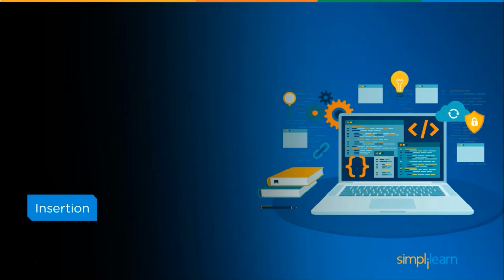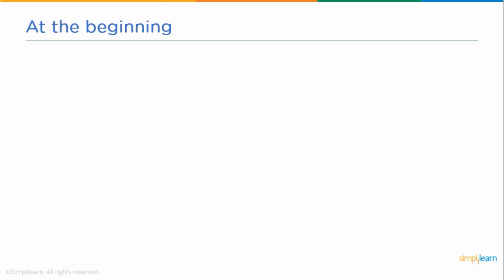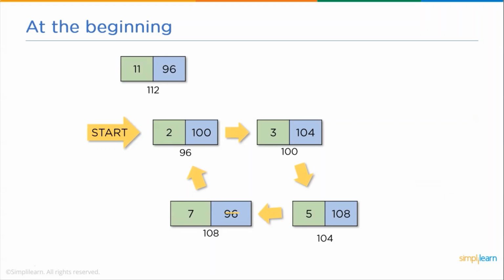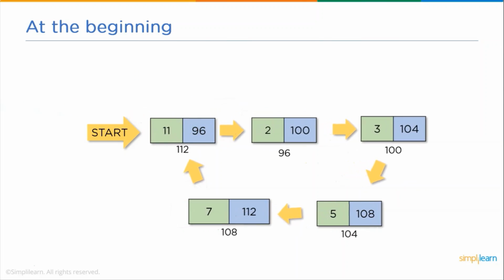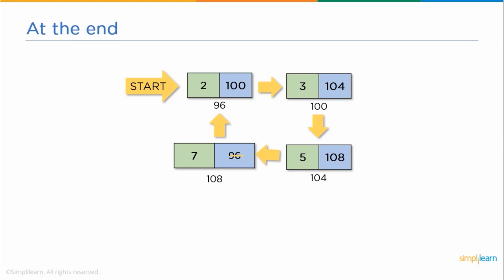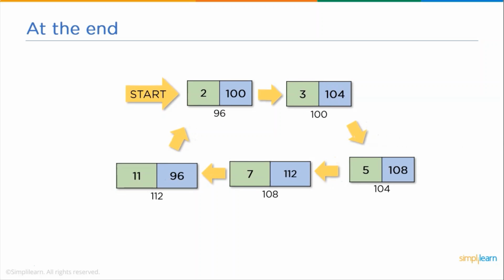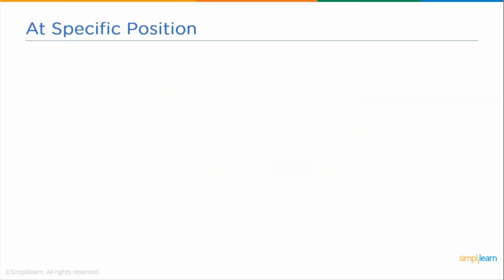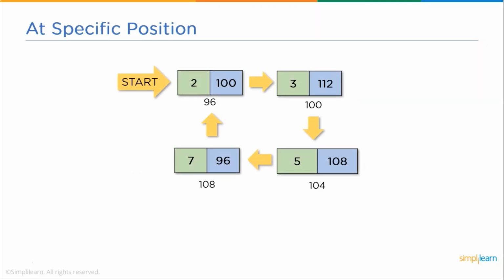First up, insertion at the beginning. We have to give the first node's address to the new node's next pointer to execute this. Next up, insertion at the end. We have to give new node's address to the last node's reference pointer. Next up, insertion at a specific position. We will change the previous node's reference address to the new node's address and the new node's reference pointer to the next node's address. Now, let's try these operations in a code editor.